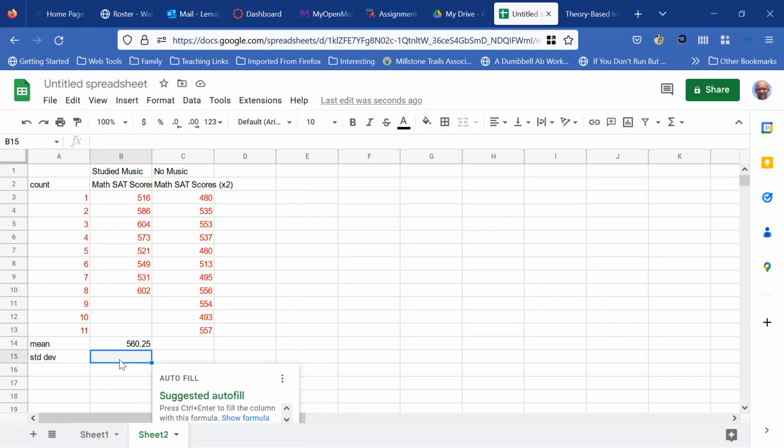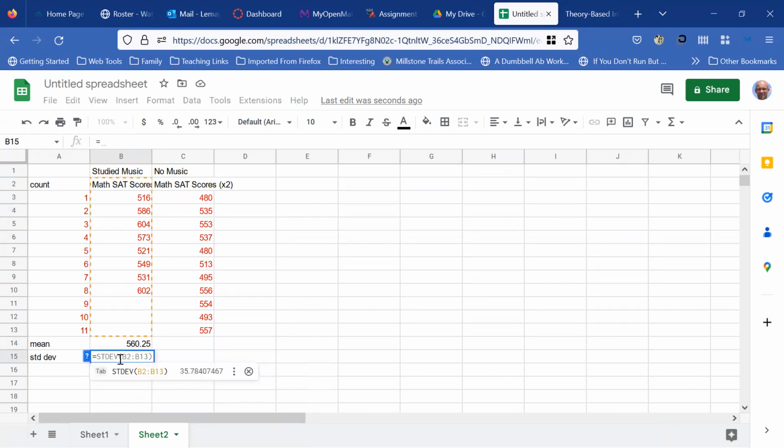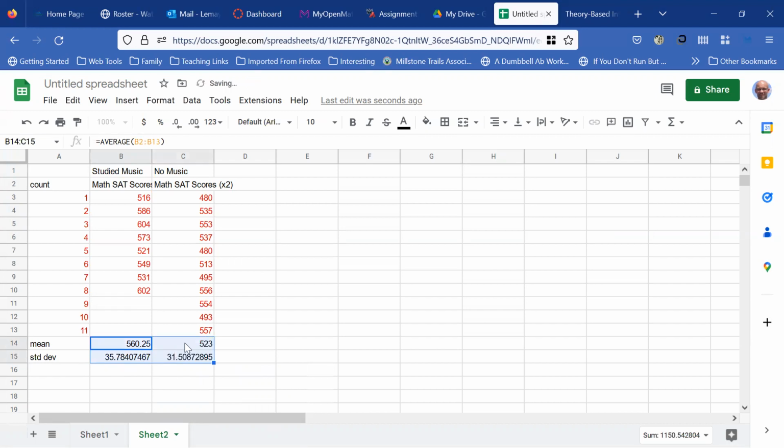Then I'm going to do equals standard deviation. Oh, isn't Google Sheets so smart? And that's the standard deviation. Now I'm just going to fill that over. You can type the same thing over here, but you see how it just automatically copied and pasted over.